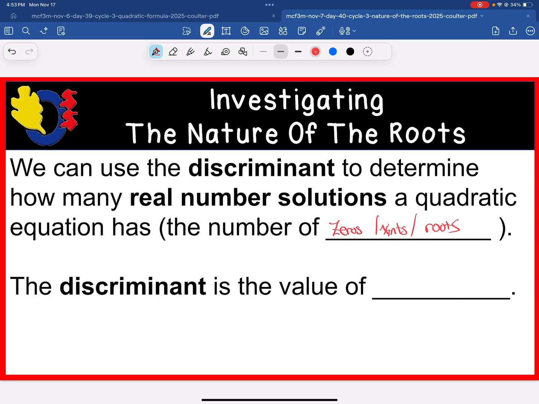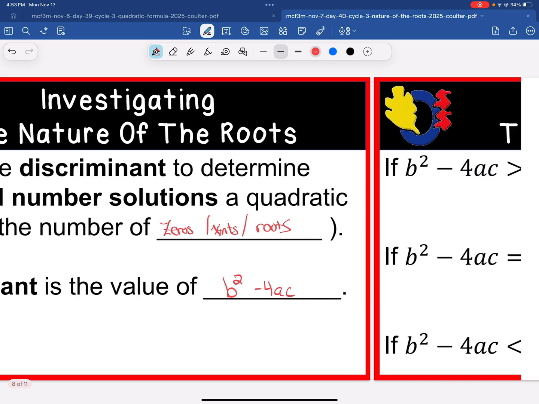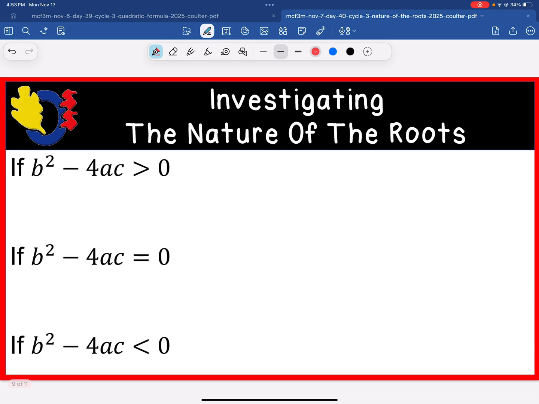The discriminant is the value of the part that's underneath the square root in the quadratic formula. So that's the b squared minus 4ac part. Okay, so let's take a look at our possibilities here. So if the discriminant, so b squared minus 4ac, is greater than 0, that means we have two real, distinct, or different roots. So in other words, we have two x-intercepts.